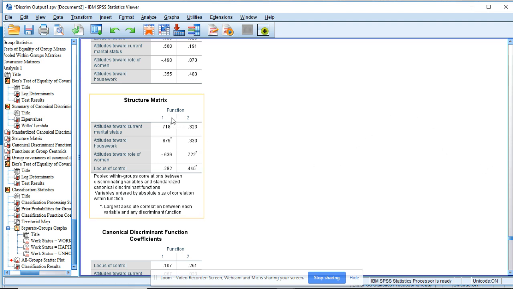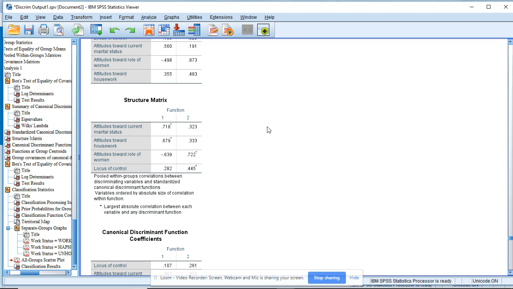And so remember that the first function explains more of the variance. And so the attitudes towards current marital status and the attitudes towards housework explain more of the variance in the first equation, and the first equation was more significant, right? More important. Both actually statistically more significant as well as accounting for more of the variance. So that gives us our first clue when we think about the composite score and what's influencing it the most. It's the attitudes towards current marital status and the attitudes towards housework. So that's initially what makes the groups the most different.